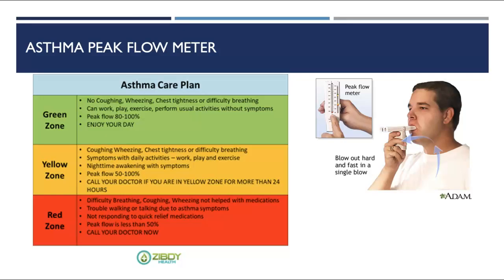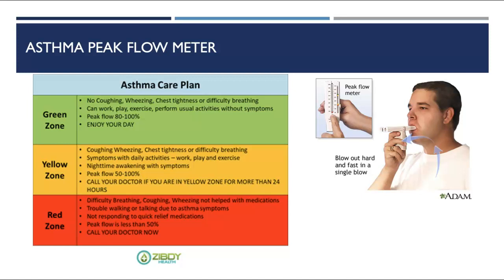So as part of the asthma plan, we're going to give them an asthma peak flow meter and an asthma care plan. So you're actually going to have the patient do their peak flow anywhere from 2 to 3 times a day. They should be standing upright, and they're going to take a big deep breath in and blow out as hard and fast as they can. And that's going to give them their best number. So if they are within 80 to 100% of their best, then they are in the green zone and they don't have to worry about anything.